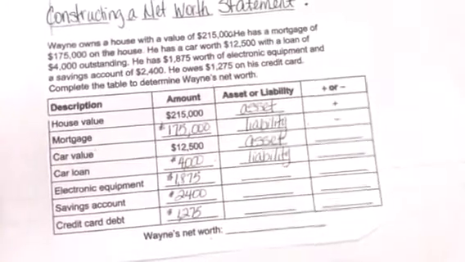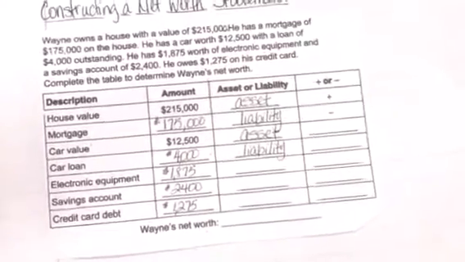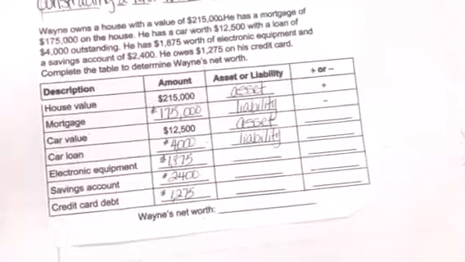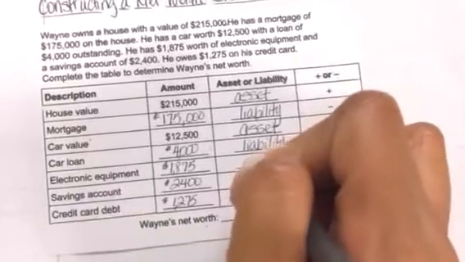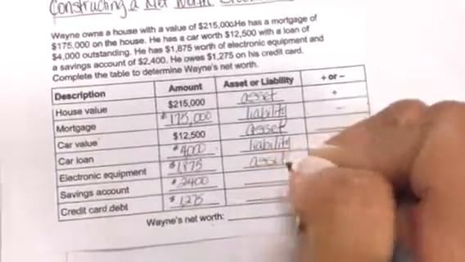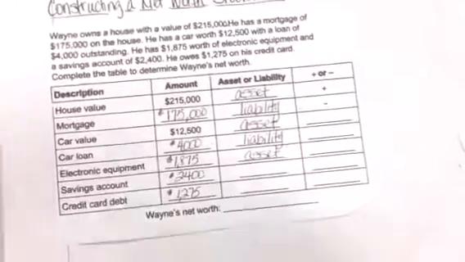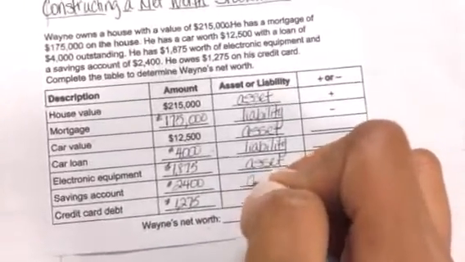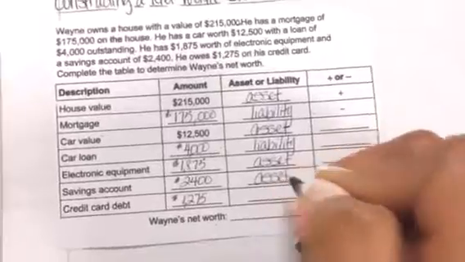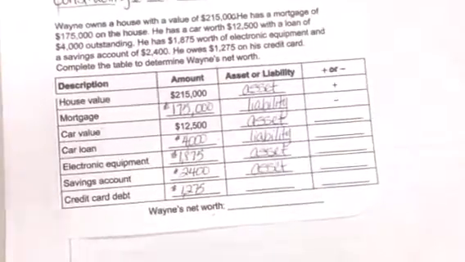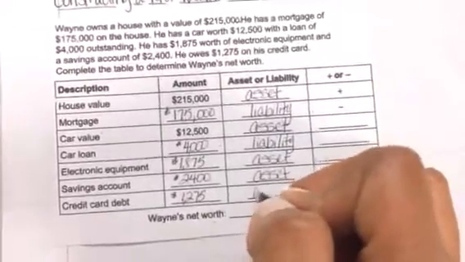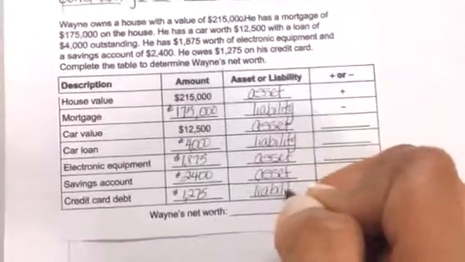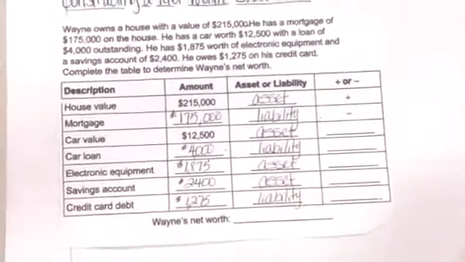The electronic equipment, it doesn't say that he still owes anything on it. So he has that amount, so that's going to be an asset. He has $2,400 in his savings account, so savings account is an asset. And credit card debt, since it's debt, he still owes it, so that's a liability.